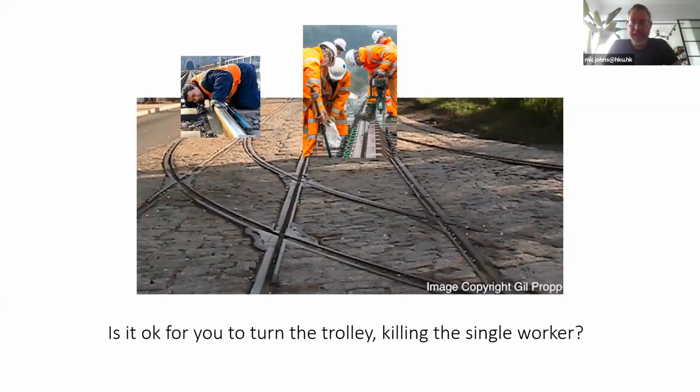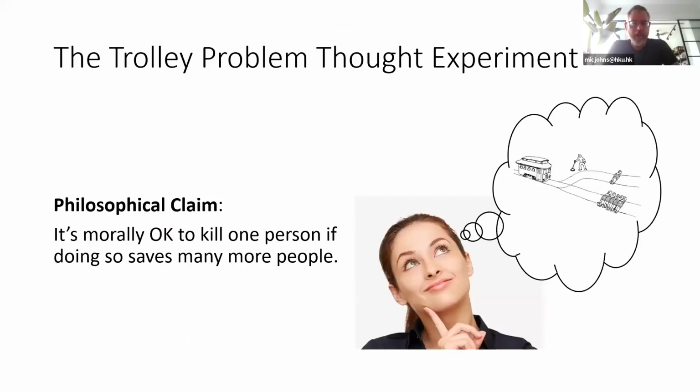Different people have given different answers to this question, right? Some people say it's okay to kill the one. Some people say killing is never right, so you should do nothing. So the philosophical claim: is it morally okay to kill one person if doing so saves many more people? Well, here's a thought experiment, and how you answer that thought experiment suggests which side of the philosophical claim you'll be on.